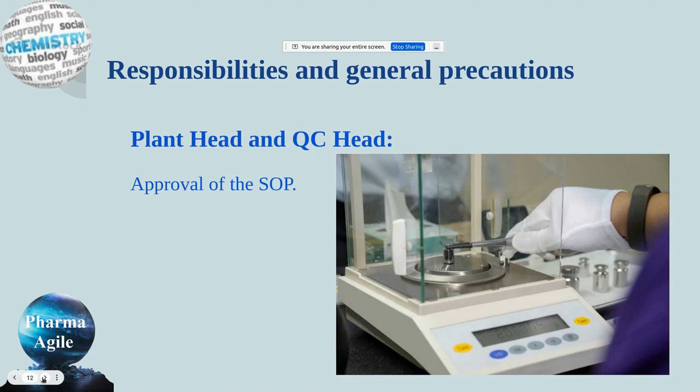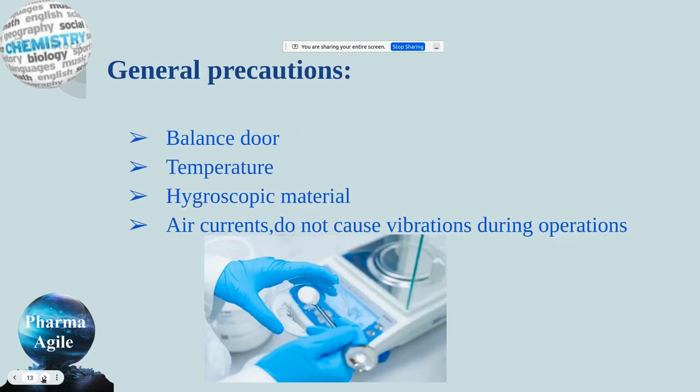Next, general precautions. Balance door: the balance door should not be opened during weighing. Temperature: the temperature of the balance and the material to be weighed should be the same. Do not expose hygroscopic material for more time in the air during weighing, because hygroscopic material absorbs moisture quickly. Air currents should not be present near the balance. Level the balance properly. Do not cause vibration during laboratory operations.